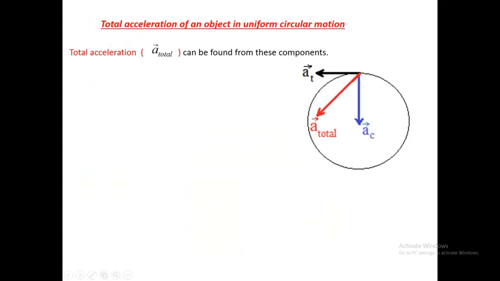Now we have seen two types of accelerations once the object is having circular motion. One was tangential acceleration, this one, which is always at a tangent to the circle, and the second one due to the centripetal force, which is the centripetal acceleration, a sub c.